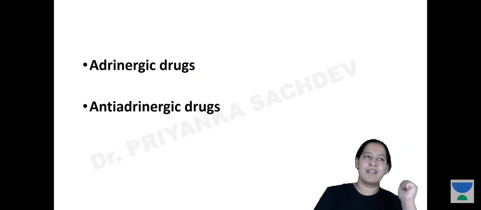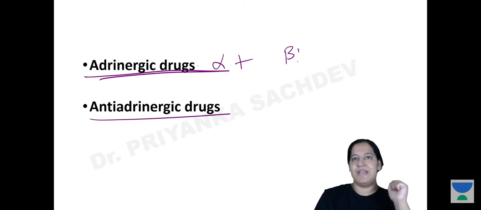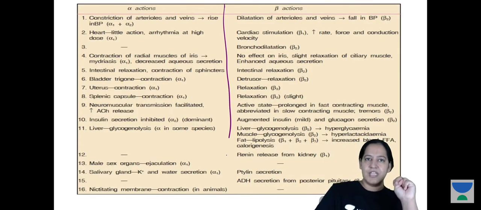Okay, so I'm starting with the first chapter, adrenergic drugs first. Then I will come on anti-adrenergic. In adrenergic, I will teach you alpha agonist and beta agonist. I have to teach you two things here, alpha and beta agonist. So this is the table which we have to study.